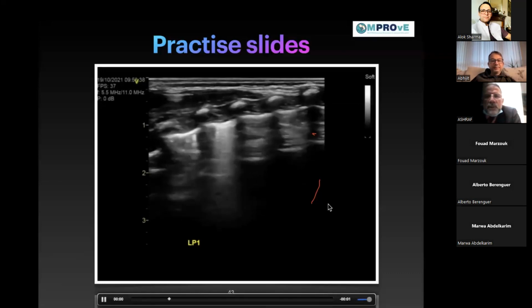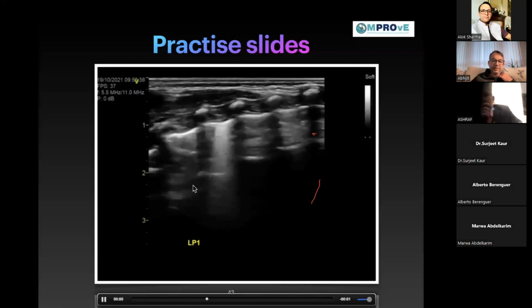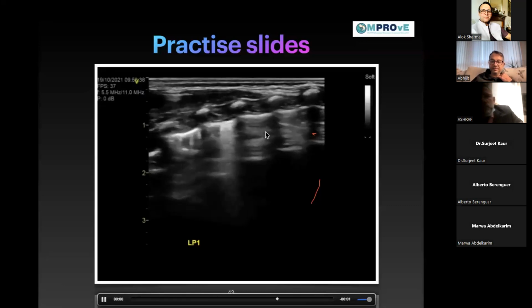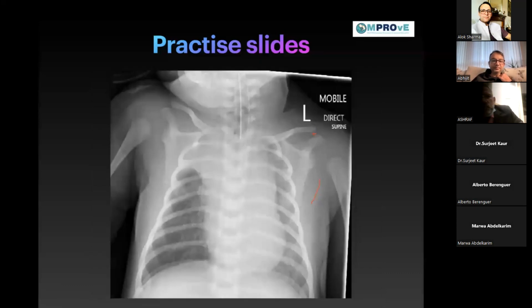Anyone about this one? Lung point. Yes, that's a lung point and that's a pneumothorax. Normal lung here. That's why you see vertical projections. So that's your lung. And you don't see this on this side, because there is no lung on this side, just filled with air. So pneumothorax. The transition between the two is your lung point. That's a lung point. And of course, you do an M-mode.